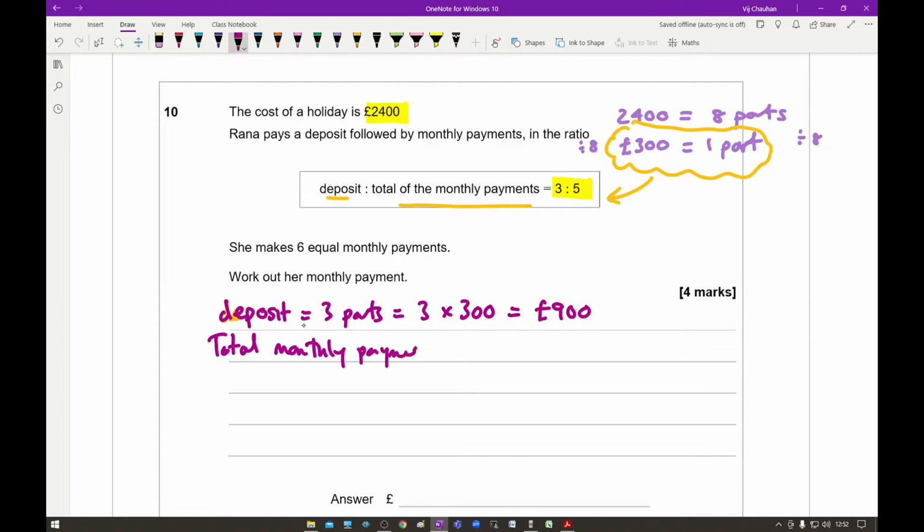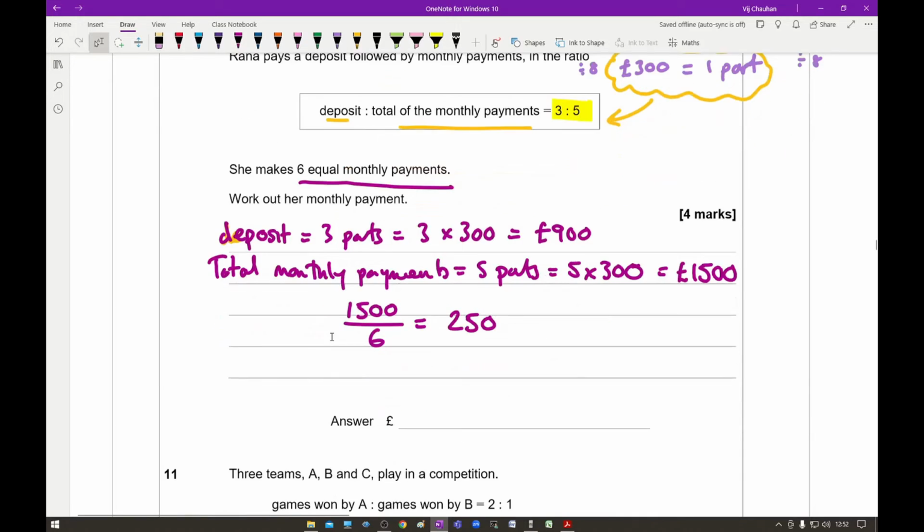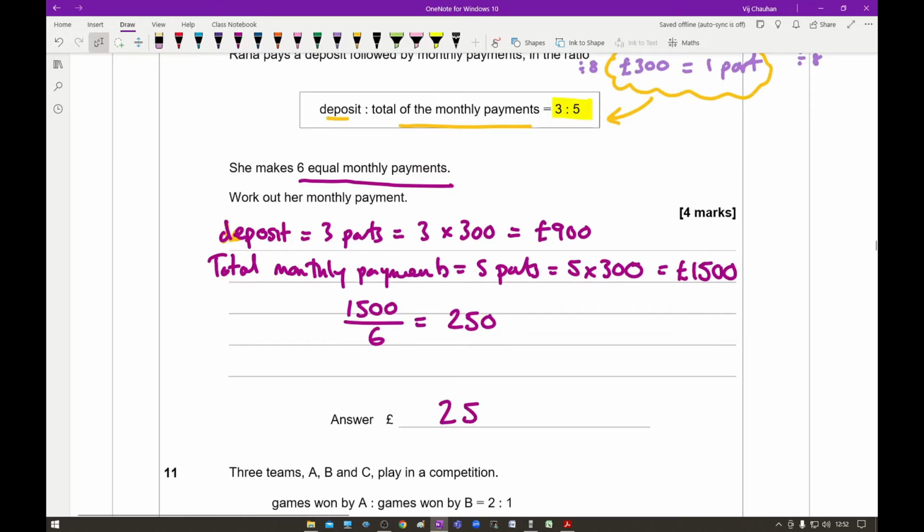And the total monthly payments is equal to 5 parts, which is equal to 5 times 300, which is equal to £1,500. Now for this, we want to split that into 6 monthly payments. So if I then do 1,500 divided by 6, that's going to give me an answer of £250. So the final answer we want to write then is 250.